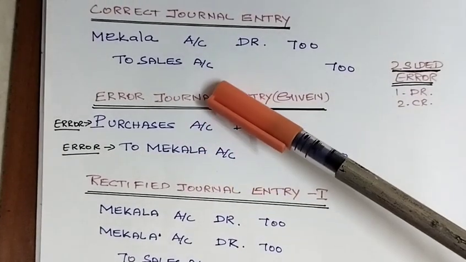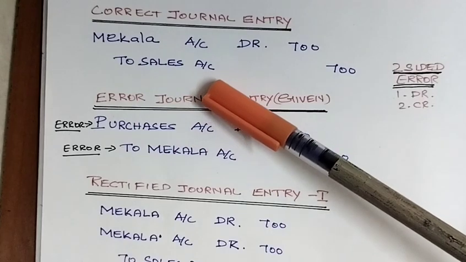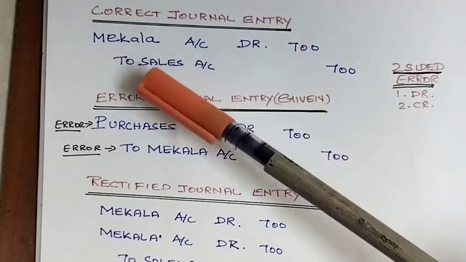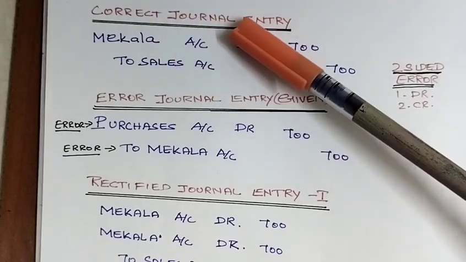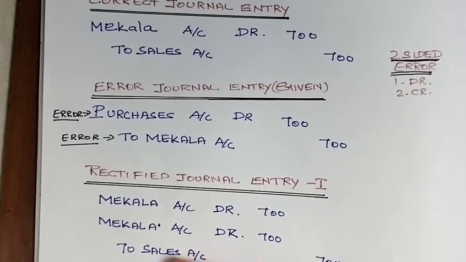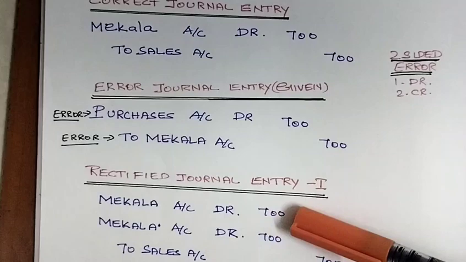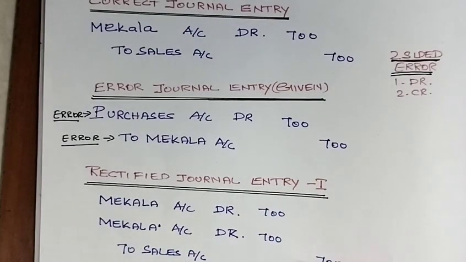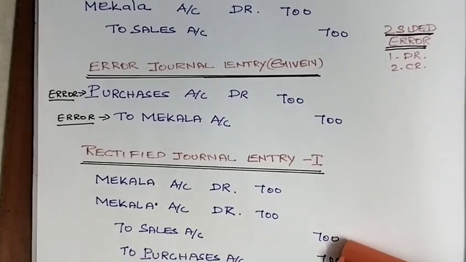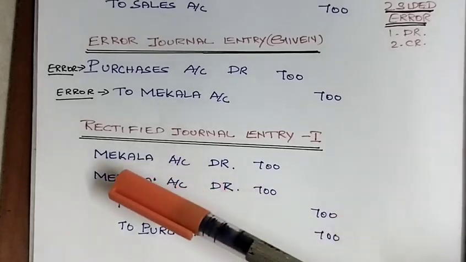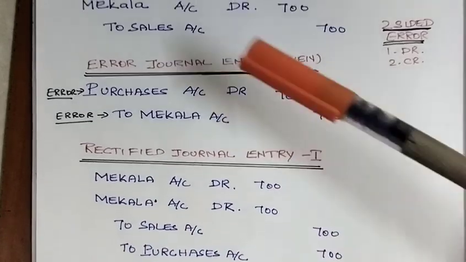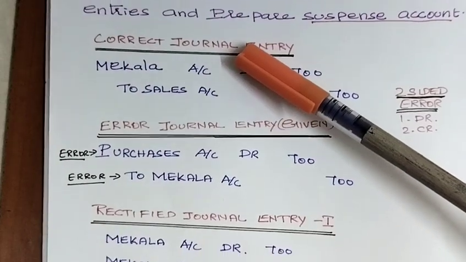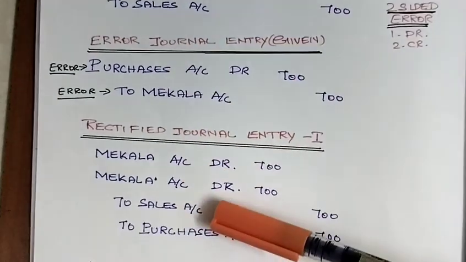Then the correct entry is to the sales account. Meghala account debit 700 to sales account. This is the correct journal entry. You have to copy it here. Meghala account debit 700 rupees to sales account 700 rupees. Are you clear? Meghala account debit 700 rupees to sales account 700 rupees. The correct journal entry you have to copy here.